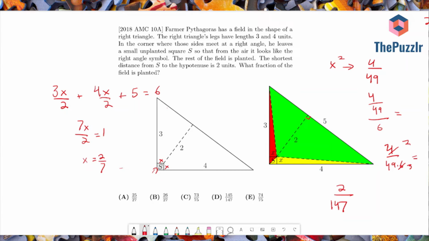The problem is asking us for the fraction of the field that is planted. So we would subtract that from 1. 1 minus 2 over 147 gives us 145 over 147. And just like that, we just solved the final 5 AMC 10 problem. Let's move on.